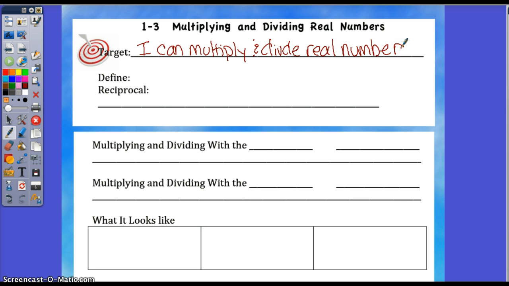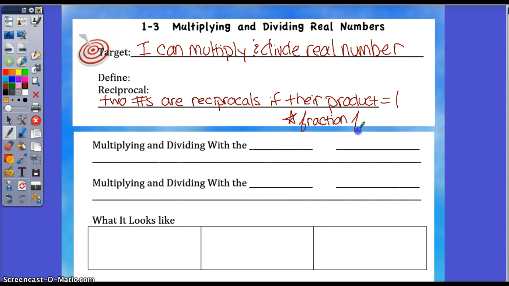Our first definition is a reciprocal, and what a reciprocal is, it's actually two things. Two numbers are reciprocals if their product equals 1. Or another way you could say it is it's your fraction flipped.